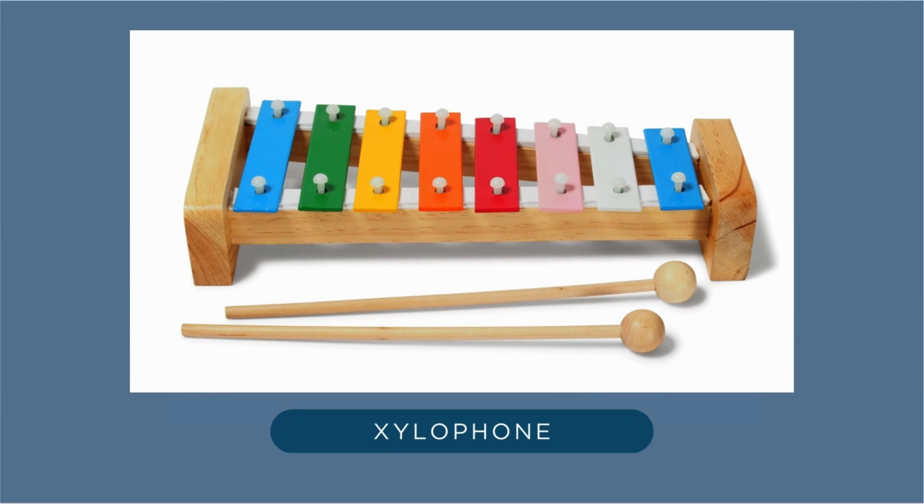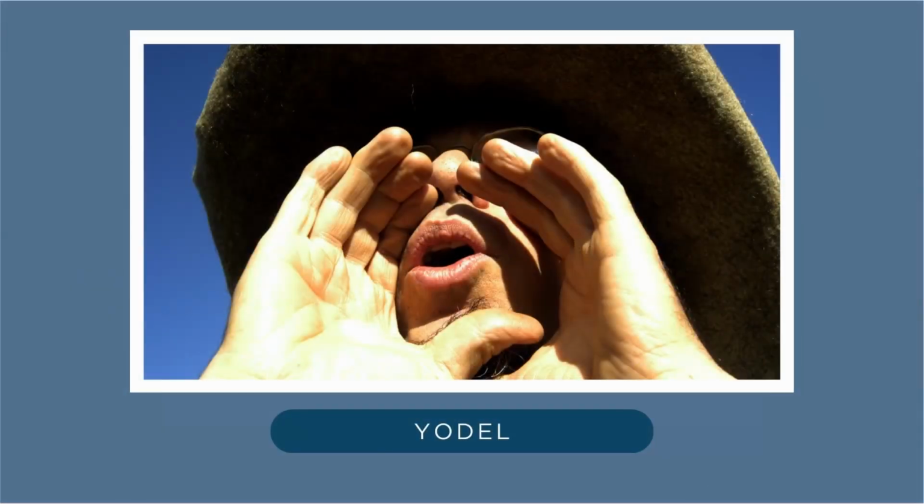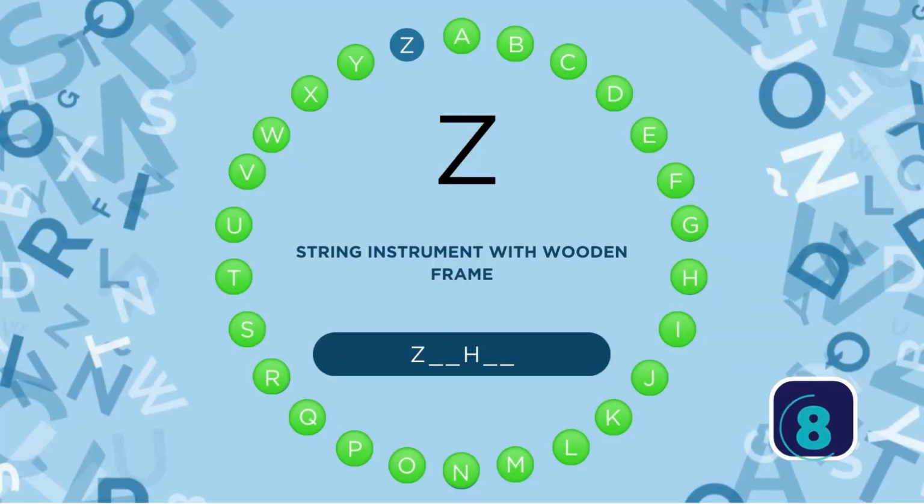We have 2 questions left, Y and Z, and letter Y is Swiss Alpine style of singing. I won't try it. Be pretty terrible. It is, of course, yodel, and we've got 1 question left. It's letter Z, and it's coming up next.